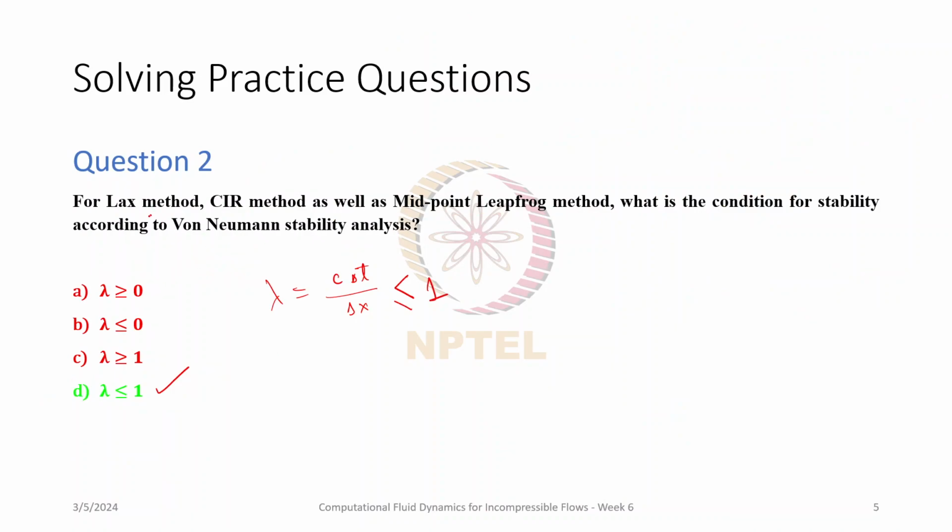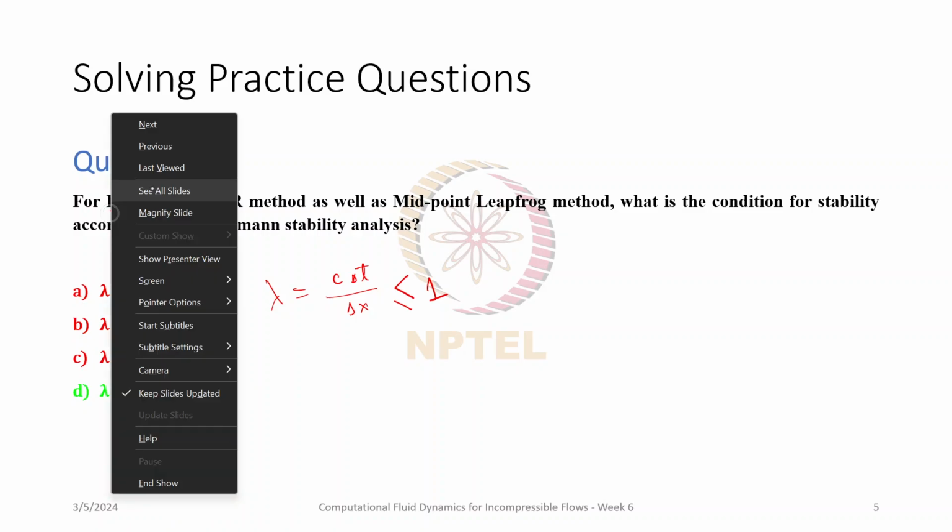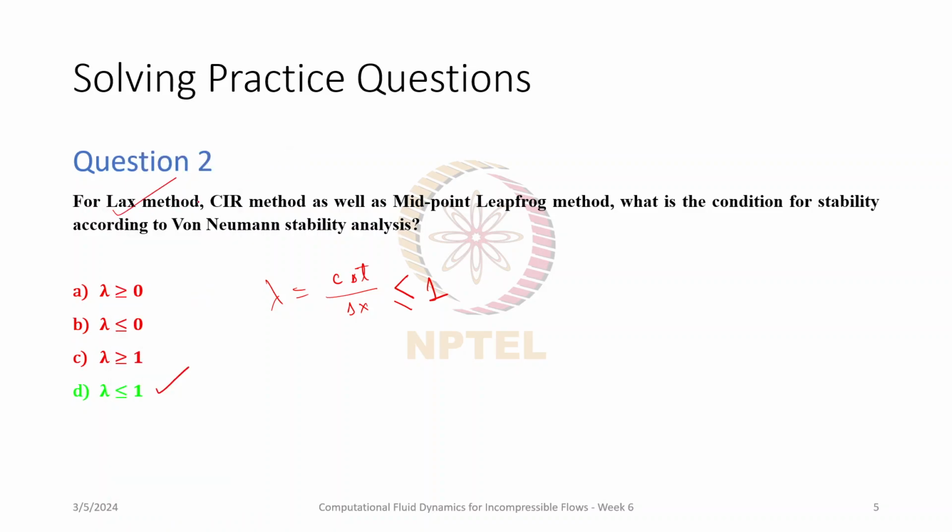So these specific methods, the Lax method we already discussed in the previous slide, and the CIR method and the midpoint leapfrog method we will also discuss. I'll just quickly hint. The CIR method is basically a combination of FTCS plus BTCS, and the midpoint leapfrog is basically CTCS, central in time as well as central in space. But for all of them, the common theme is that the Courant number has to be less than or equal to 1. And there is some physical meaning attached to it.